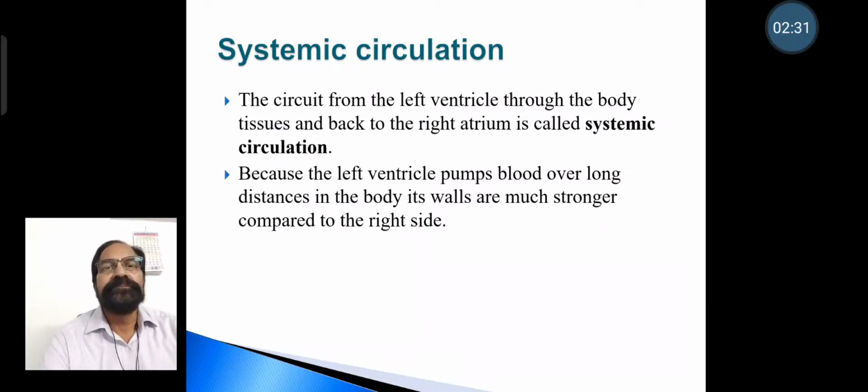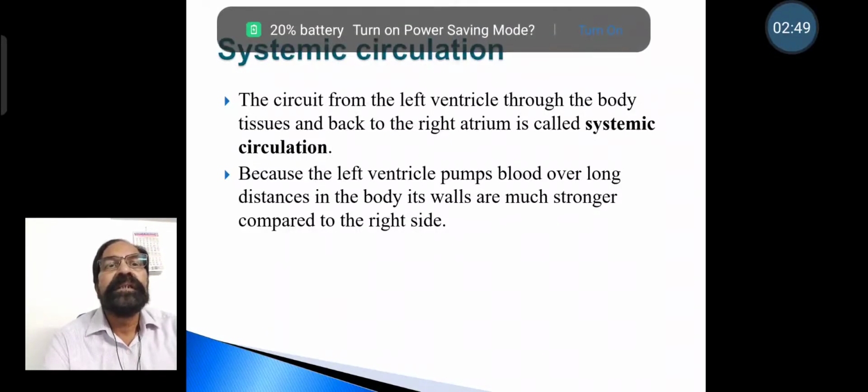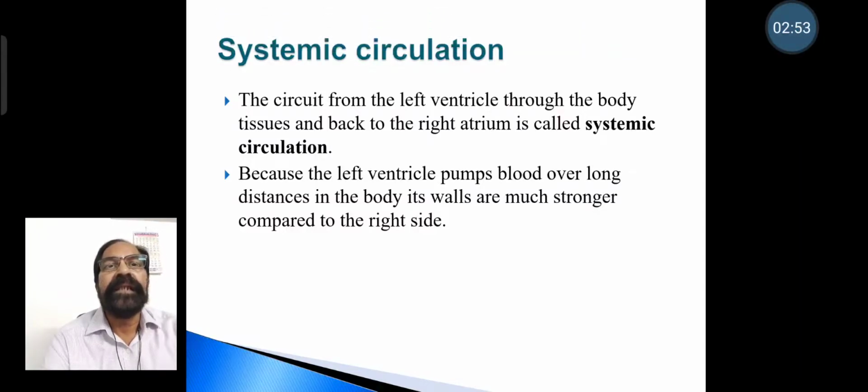Systemic circulation. The circuit from left ventricle through the body tissues and back to the right atrium is called systemic circulation. Because the left ventricle pumps blood over long distances in the body, its walls are much stronger compared to the right side.